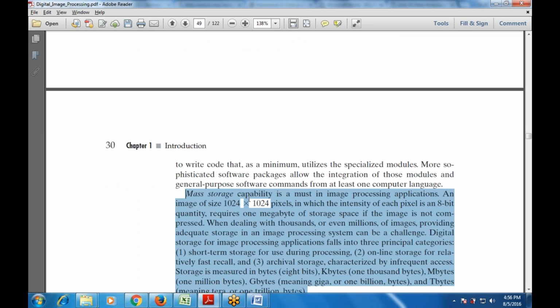Then mass storage capability is a must in image processing applications. An image of size 1024 by 1024 pixels, in which the intensity of each pixel is an 8-bit quantity, requires 1 megabyte of storage space.